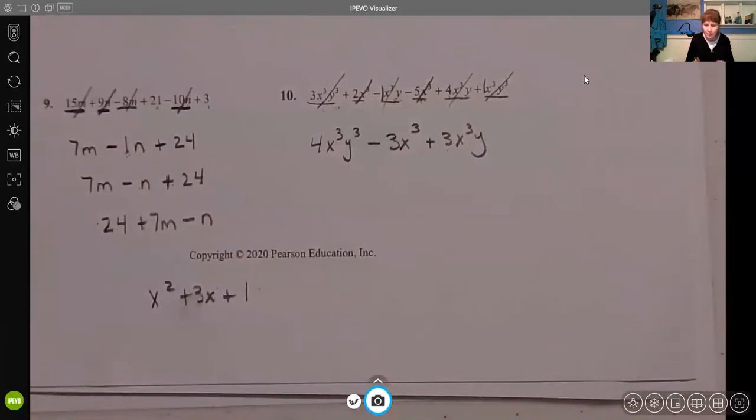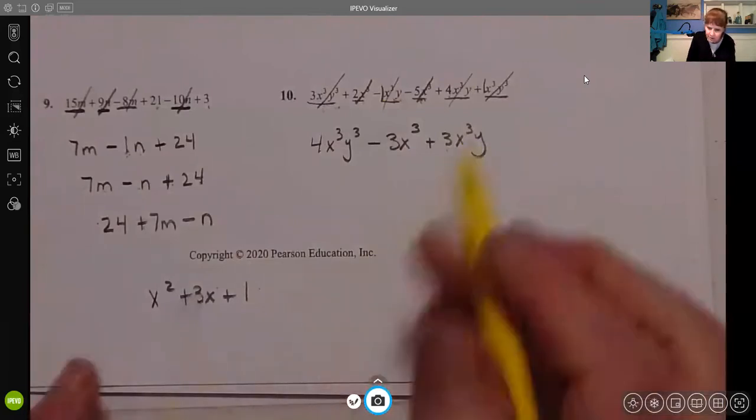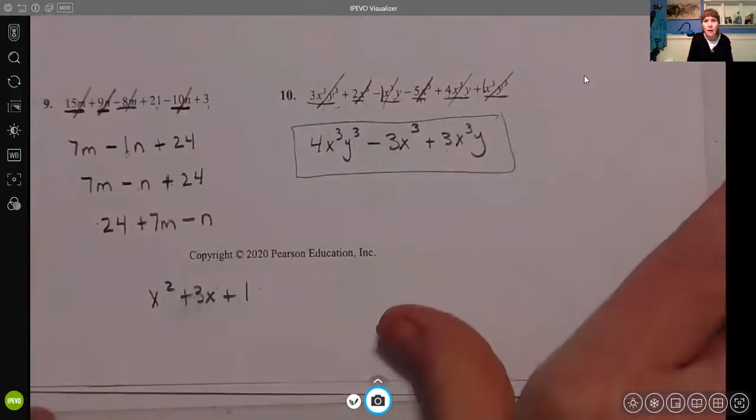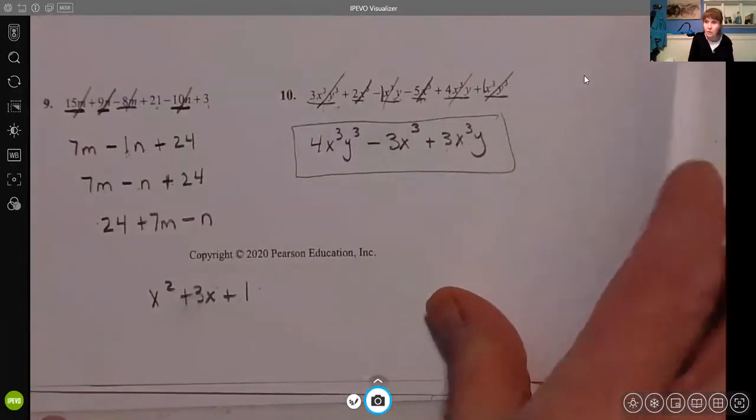So, here, each term was able to combine with one other. But sometimes, you'll have one that you just have to leave separate. Okay. So there's the answer. So that's just kind of a quick little lesson on combining like terms, which is your 2.7. So now let's look at 2.8.